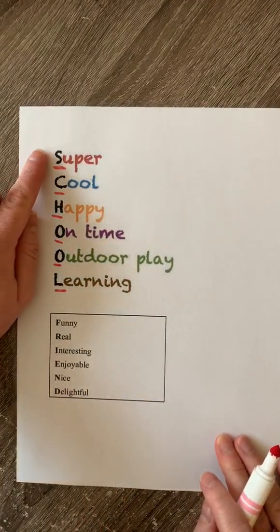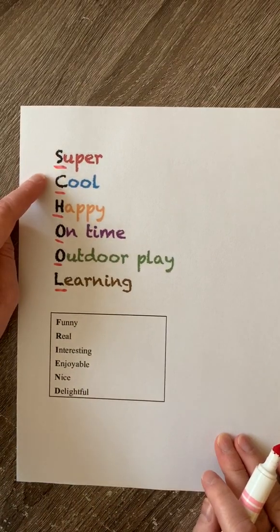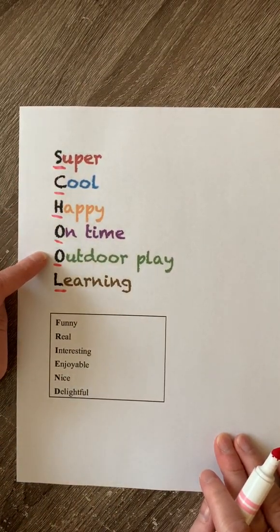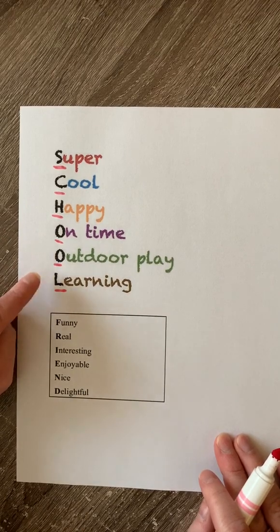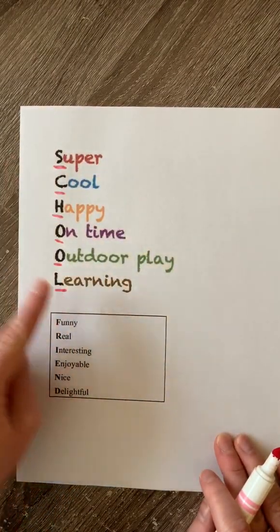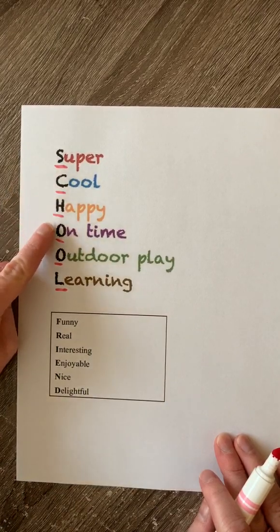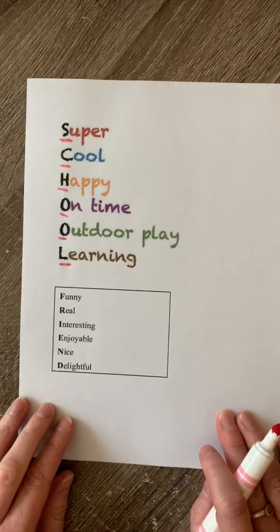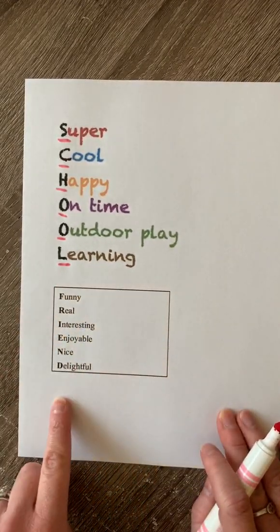Let's read it. Super, cool, happy, on time, outdoor play, learning. The person who wrote this poem used each letter of the word school to write about something that happens or something that people feel about school. Pretty nice. Let's look at this poem.